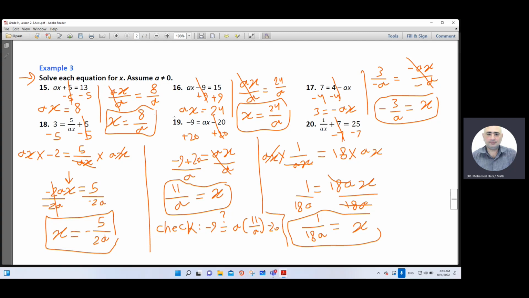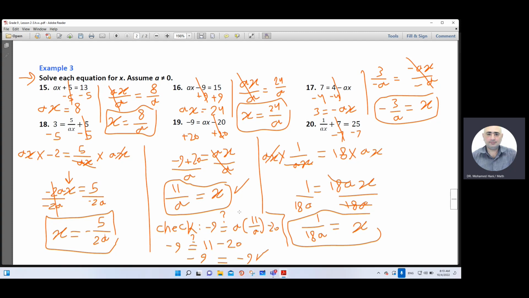Number 19. Now, in the first side here, we have minus 9. Is it equal? And we have A up and A down. A divided by A will be what? 1. It means 1 times 11 will be 11. Minus 20. In the first side here, you have minus 9. And in the second side, 11 minus 20 will be minus 9 also. So minus 9 equal minus 9. So we have true equation, means this is a true solution.